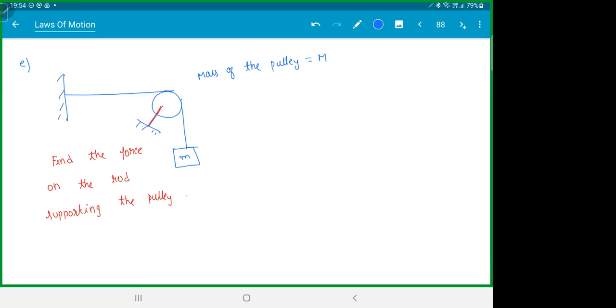Let's see. T ka value is not given, right? You have to tell me the answer in terms of M. Look at the FBD here. Tension, tension, your own weight Mg. And this is that force due to the rod. I'll just call it F bar since I don't know what it is. And if you look at the block here, that would be tension and that would be small mg. So tension is small mg.